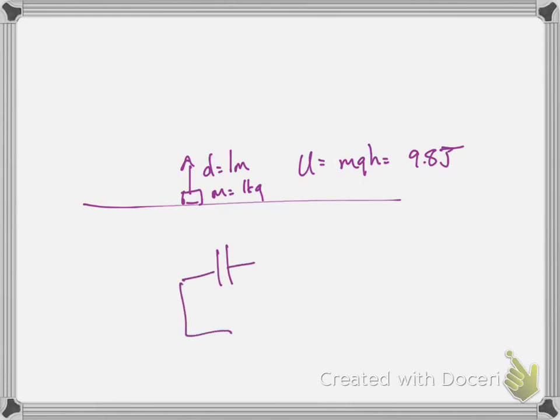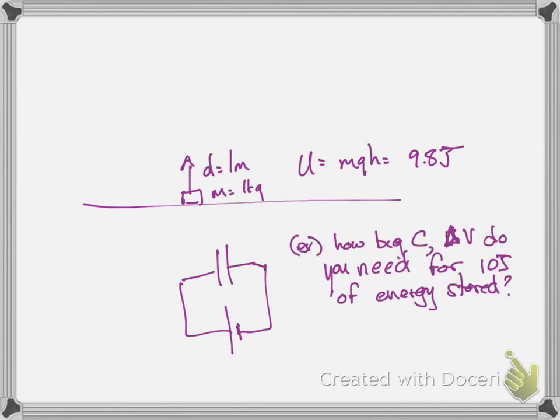Could you get that much energy stored in a capacitor? Could you have a capacitor that had enough energy to lift a 1 kilogram mass to a height of 1 meter? Well, remember that a 1 farad capacitor is big. They actually do exist. We can get 1 farad capacitors. They're pretty special. They're not very expensive, but they're unusual. A millifarad is more like a standard sort of large capacitor. So let's just say we have a capacitor of about a millifarad.